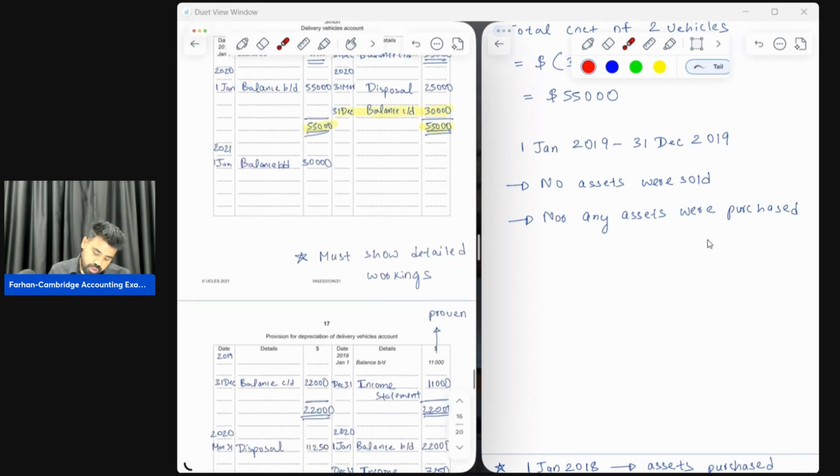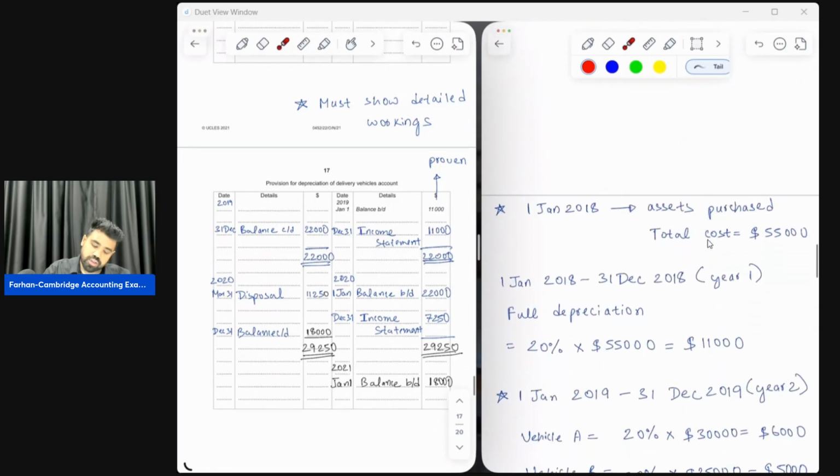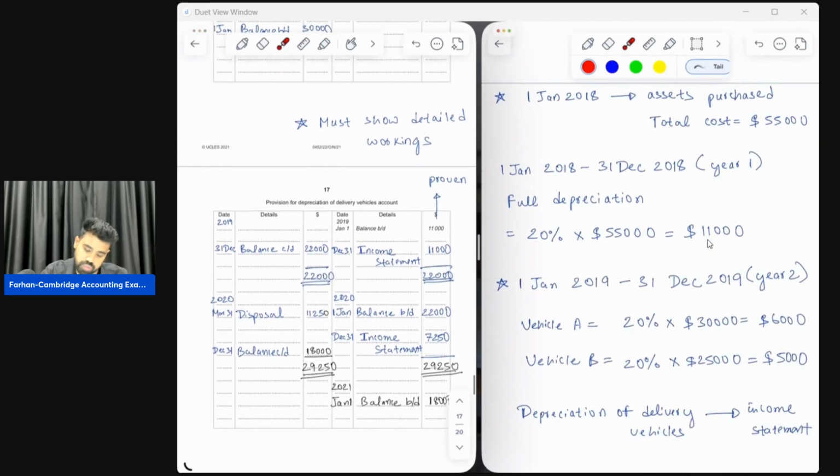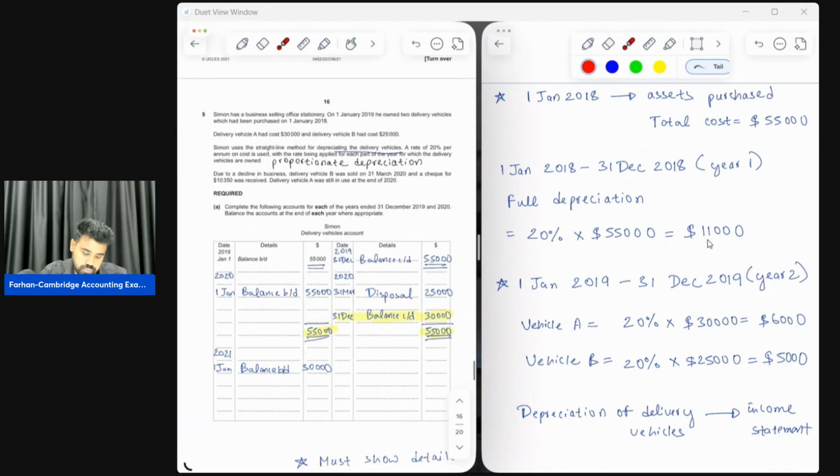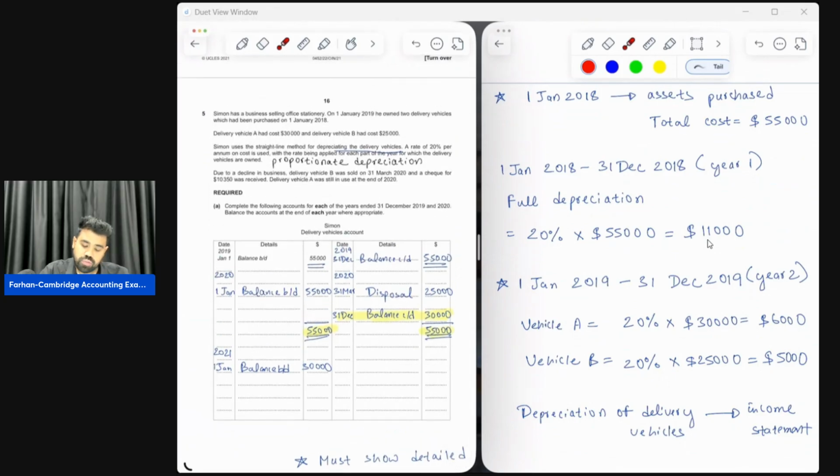Now we have the provision for depreciation of delivery vehicles account. And here I need you to understand some things. So we understand that both these assets were purchased on the 1st of Jan 2018, and the total cost of these two assets is $55,000. So year one for usage of these two assets would be from 1 Jan 2018 until the end of 31 December 2018. And in this year, a full depreciation is to be applied for these two assets because they were in use throughout the entire year. So we multiply 20% simply on the cost of $55,000, which is $11,000.